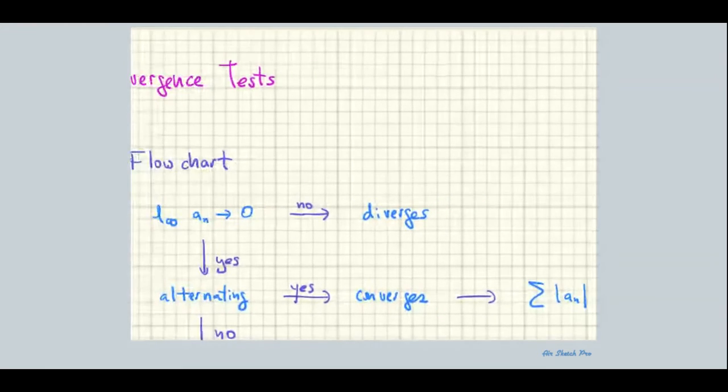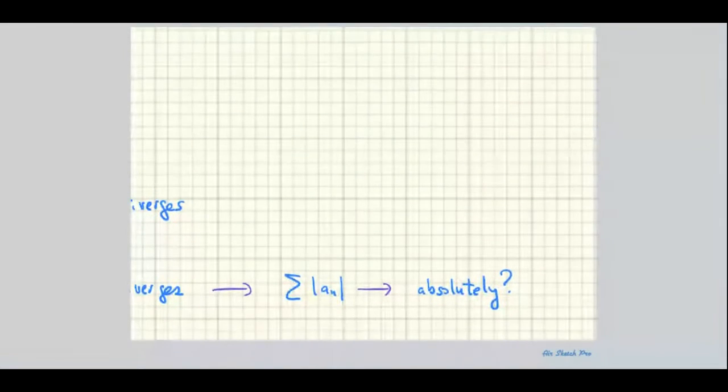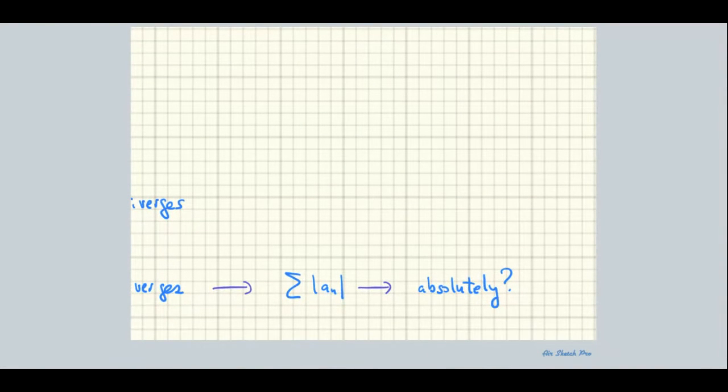Now, if it converges, though, you have to go a little bit further than that. We're going to ask if it's converging absolutely. And what that means is, does it converge if you get rid of the sign changes? Or does it converge if you're looking at the sum of the absolute values? That's where the term absolute convergence comes from.